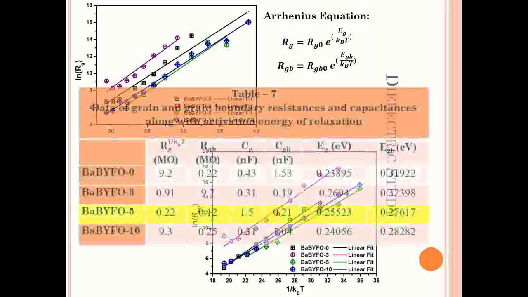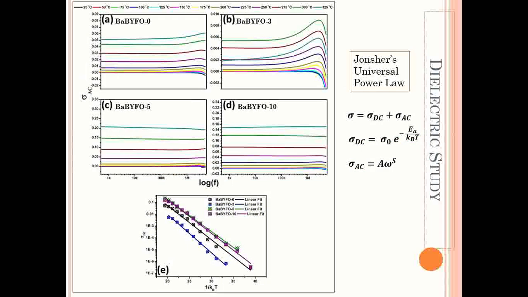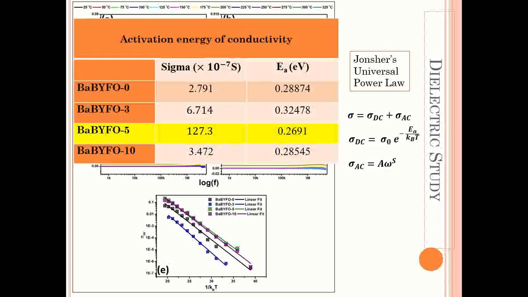These values are fitted with temperature following the Arrhenius equation to calculate the activation energies. The very small difference between activation energies of grain and grain boundaries for the 5 atomic weight percent sample explains its high conductivity nature, which can as well be confirmed from the study of conductivity. The activation energy of conductivity calculated is in agreement with that of the dielectric relaxation.